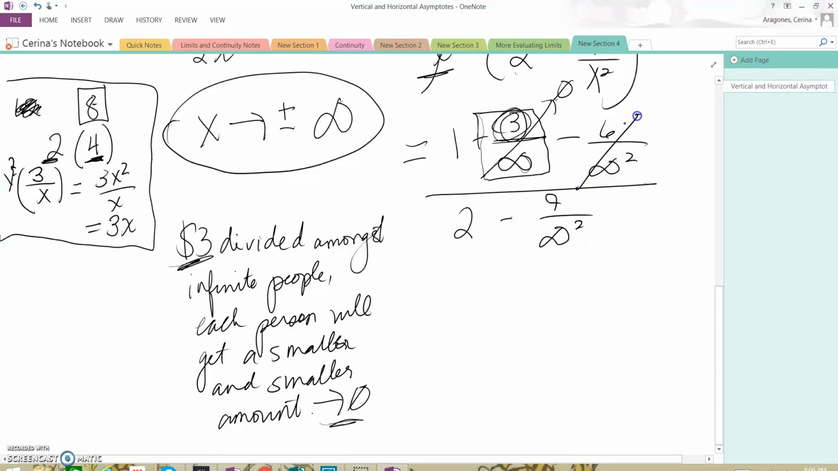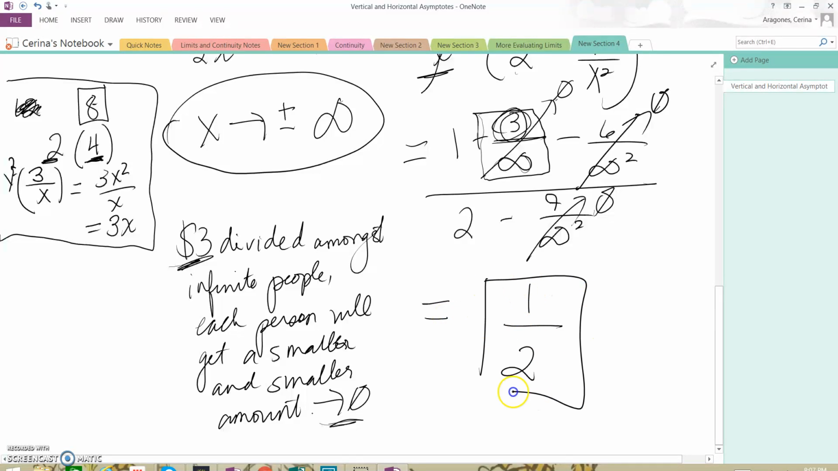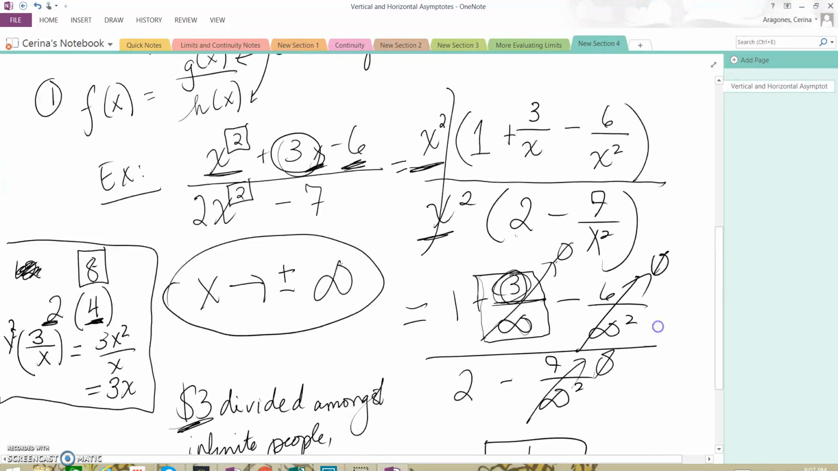Same thing applies to this. $6 divided amongst infinite people approaches 0. $7 divided by infinite amount of people is also 0. So I'm left with 1 over 2. And that is my horizontal asymptote, y equals 1 over 2.